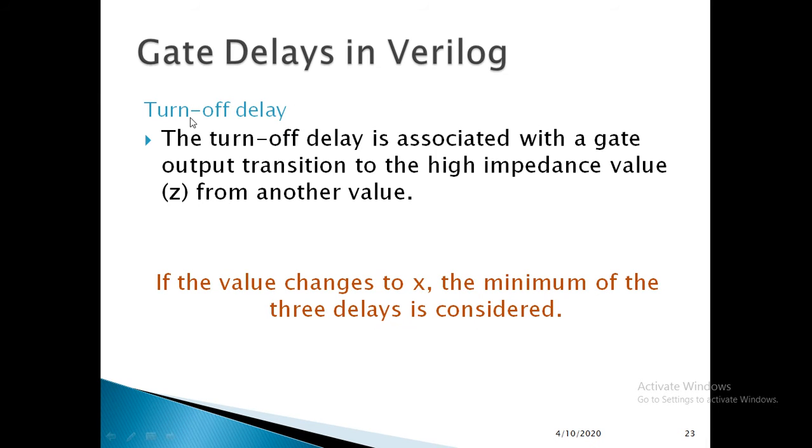Another type of delay is known as turn off delay. It is associated with gate output transition to the high impedance value. If the value changes to X, the minimum of the 3 delays is considered. You see that turn off delay occurs when the output transitions from any other value to the high impedance value.